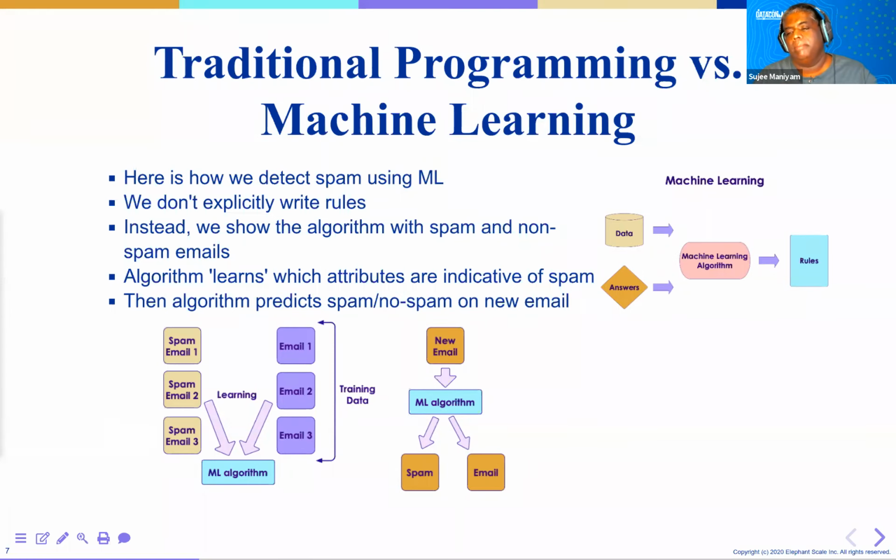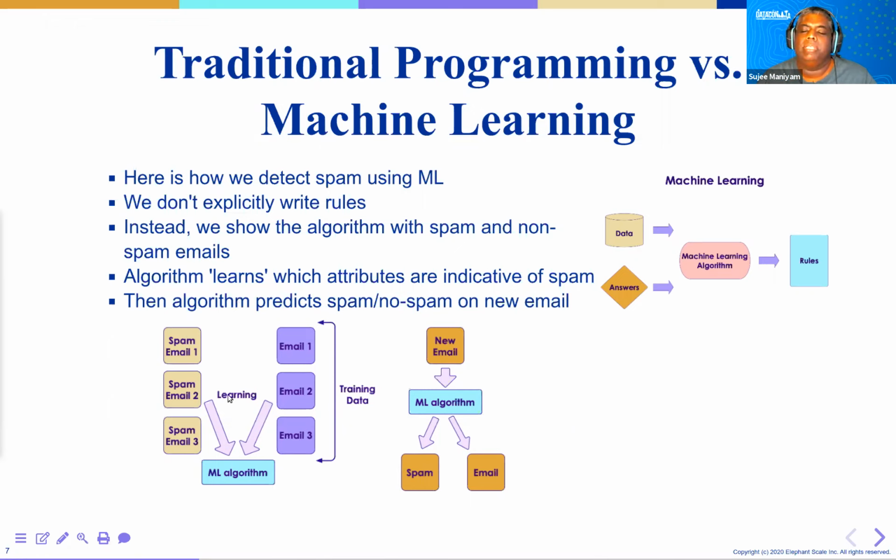Now the algorithm learns from the sample data and figures out patterns. Once the algorithm has learned enough, you can show a new email to the algorithm and the algorithm will say, yeah, this is spam or this is not spam. So you can sort of see what's going on, right? We're not writing code anymore. We're actually training algorithms with data of what we want to do.